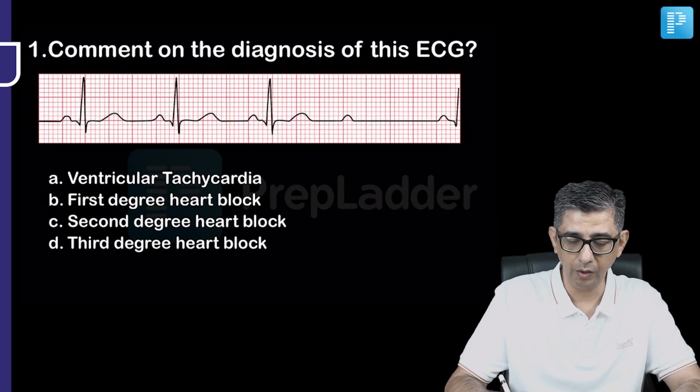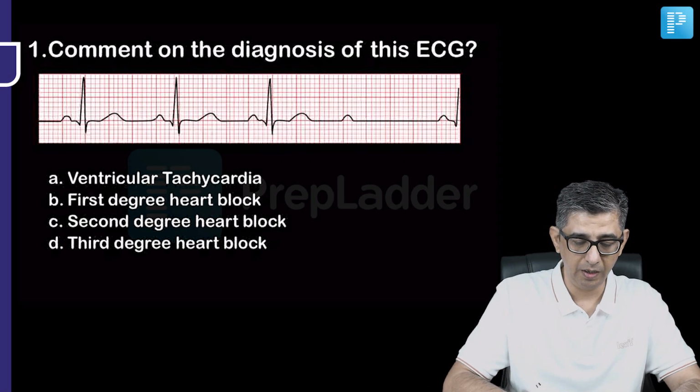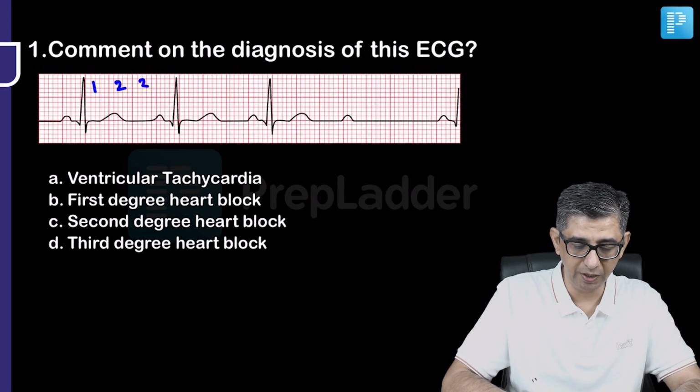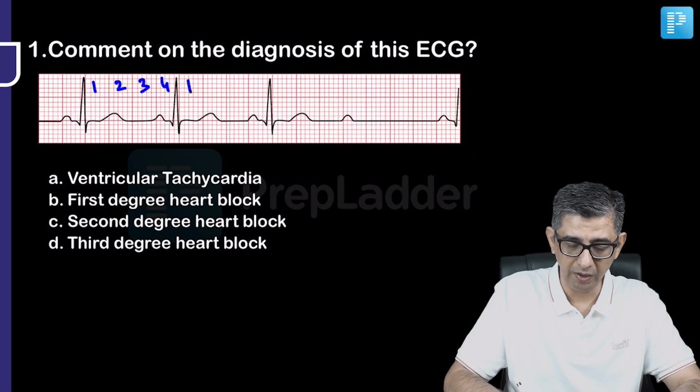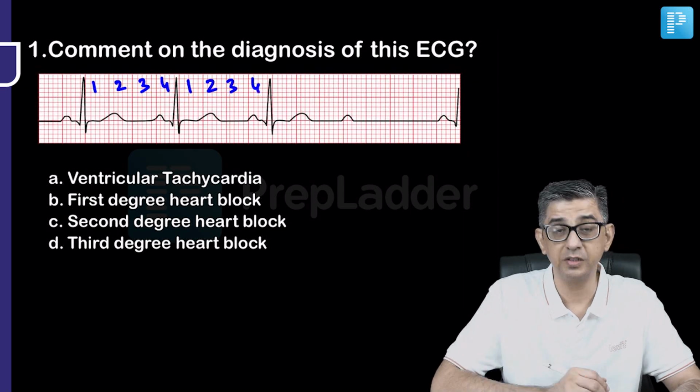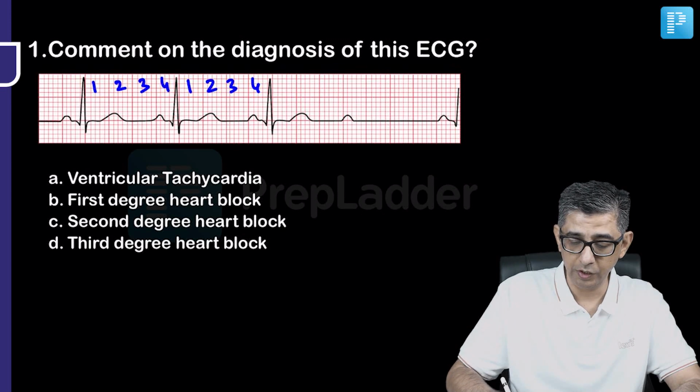So let me just quickly count the heart rate for you guys here. Initially, I can count about three large squares between the R and the R. That will make a heart rate of 75. When I'm counting it subsequently also, I'm noticing the heart rate is 75. But then there is a bradycardia.